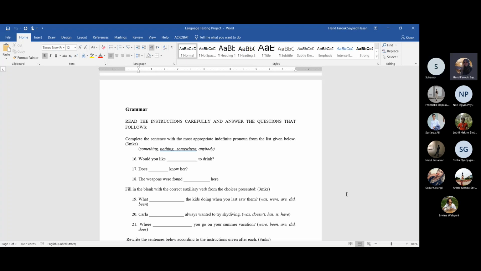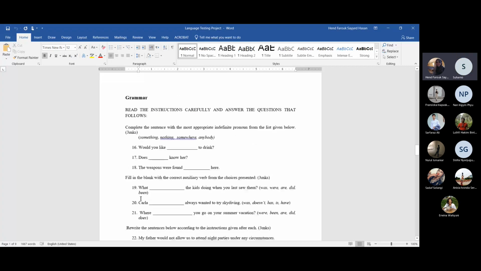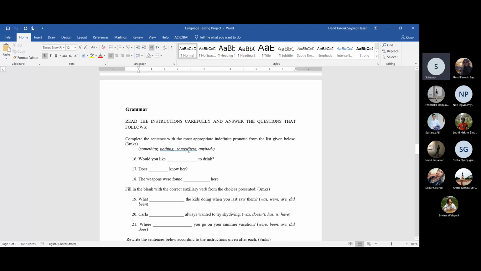Then for complete the sentence, we have three questions. The grammar part is divided into various parts. It will be better to put the list of words in a box: something, nothing, somewhere, anybody. Put it in the box, from the list in the box given below.